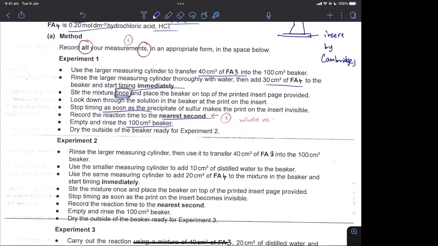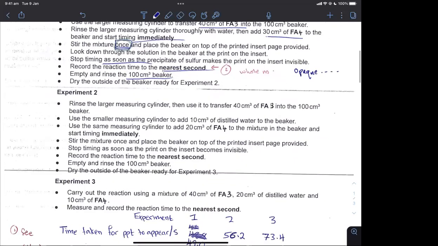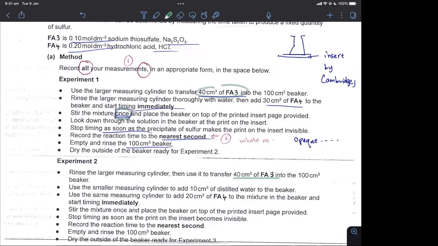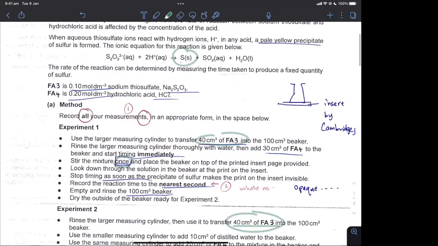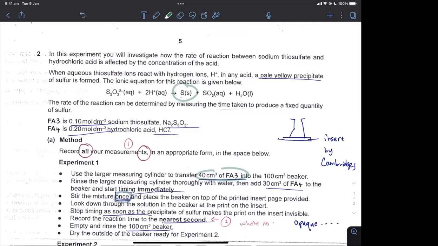That means when it becomes opaque, so you cannot see it anymore. Don't look from the side. When you look from the side, it's slightly different from when you look from the top. So look from the top, okay? When you rinse everything, make sure you rinse everything with distilled water as well, yeah, at the end. And you're going to add now 40 cm of Fa3. Just now you used 40 cm of Fa3. So what are we changing and what are we not changing? This is also important in your paper 5 as well. So when you read the question, how does the rate change by the concentration of the acid?